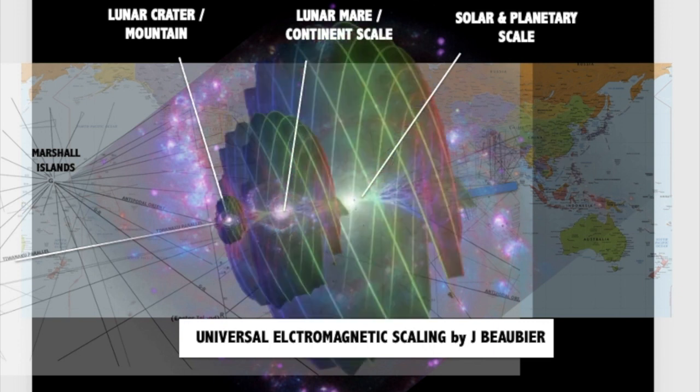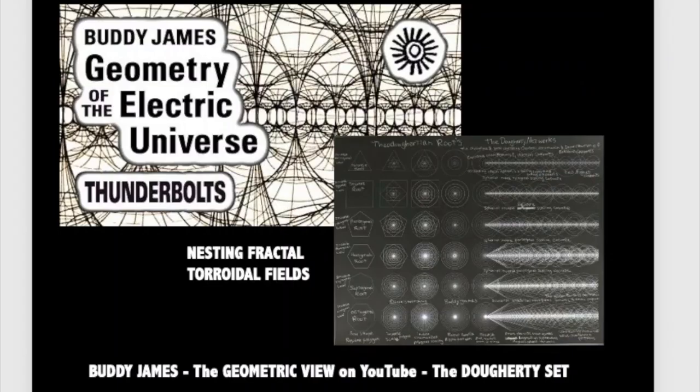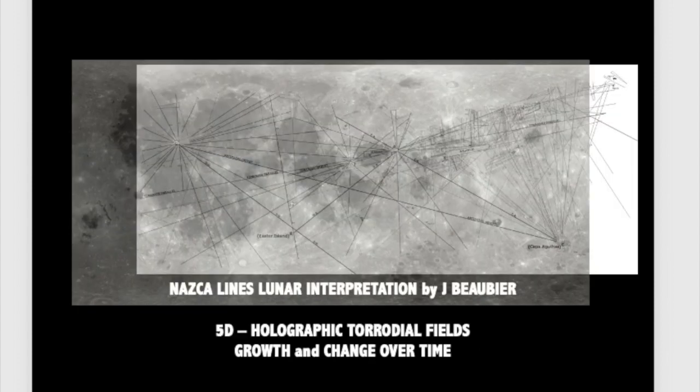So stay tuned. My friend Buddy James presents these nesting toruses as something he calls the Doherty set. And if you want to learn more about all that electrogeology, electro connection, Birkeland currents, check out the Electric Universe, listen to Buddy James, go over to the Thunderbolts. They'll all have great information to help you catch up. So this is my latest projection.